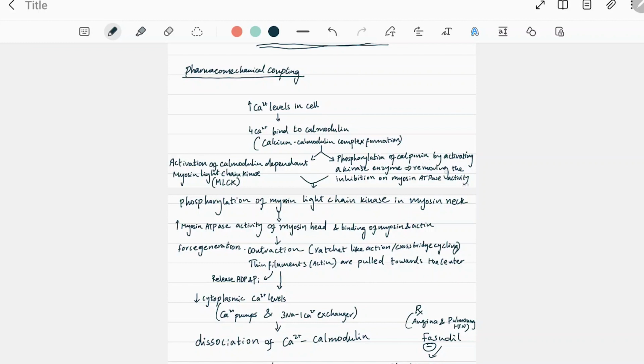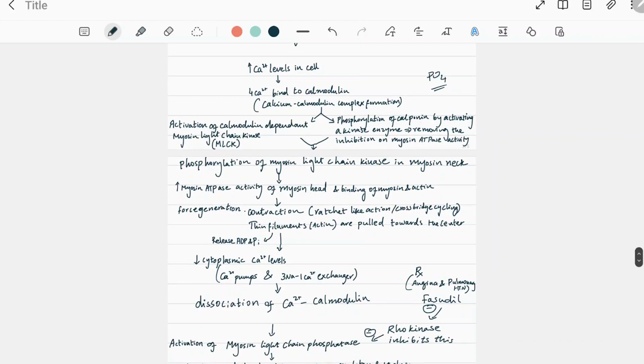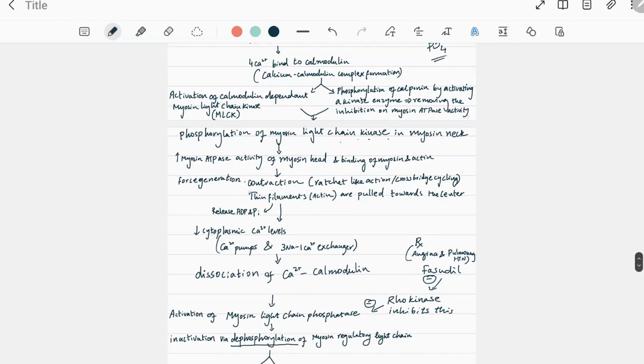It's going to phosphorylate calponin, and it will cause an enzyme, a kinase enzyme, meaning it takes PO4 phosphate and puts it on other things, and this kinase enzyme is going to remove the inhibition on myosin ATPase activity. So the myosin ATPase is going to use up ATP for energy and do cross bridge cycling. So all of this helps in the phosphorylation of myosin light chain kinase and in the myosin neck. And then there will be an increase in myosin ATPase activity of myosin head and binding of myosin and actin.